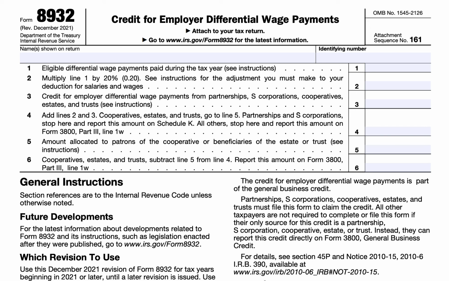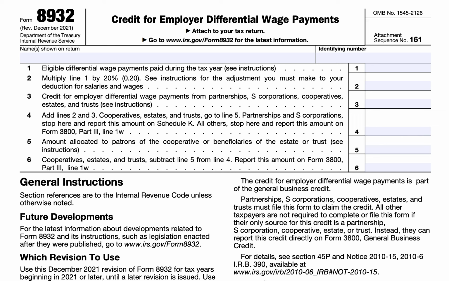IRS Form 8932, credit for employer differential wage payments. This is one of the general business credits that eligible taxpayers can calculate and then claim on IRS Form 3800, which is the general business credit tax form.